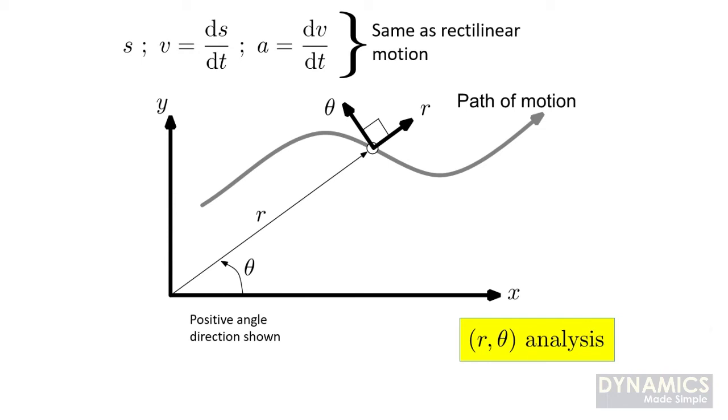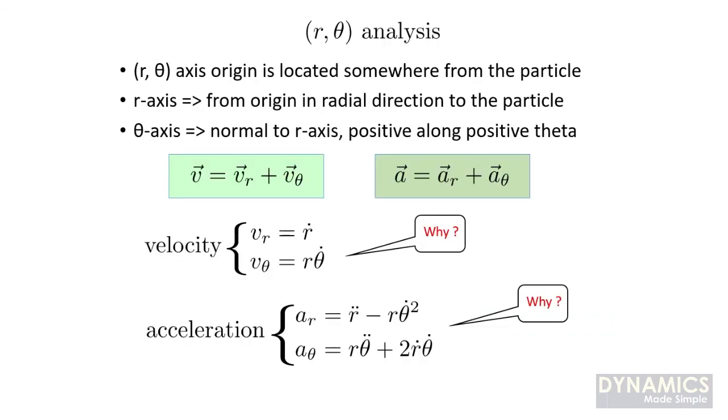The r-axis starts at the origin and passes through the particle, which is located at radius r from the origin. The theta-axis is perpendicular to the r-axis, and its assumed positive direction is normally given in the question. In the r-theta analysis, component of velocity and acceleration along r and theta-axis are obtained through following equations. A single dot represents differentiation with time once, while double dots represent differentiation with time twice.